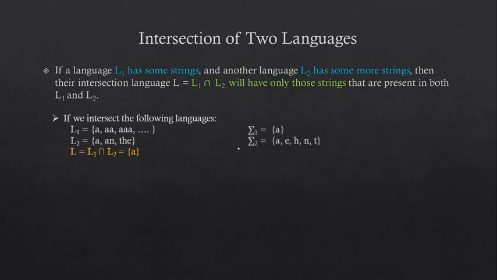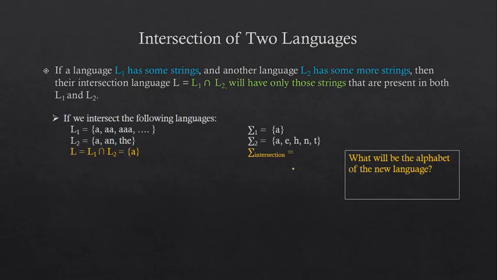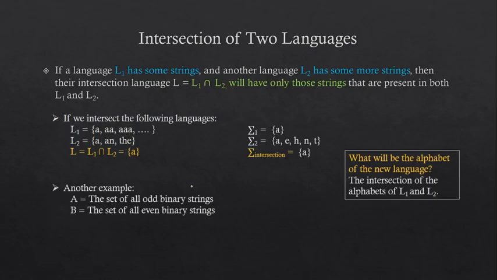What do you think will happen to the alphabet? The intersection language will only require the symbols that are present in both sets, right? So the alphabet is going to be an intersection of the other two alphabets. Let's look at the example one more time. We have the set of all odd binary strings and the set of all even binary strings. If we take the intersection, there will be nothing in common, so the intersection will be an empty string because no string that is odd is even and vice versa.